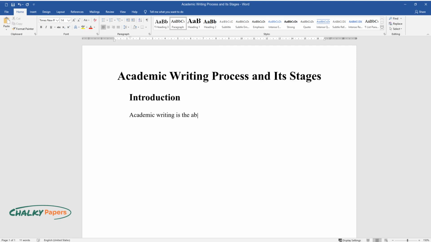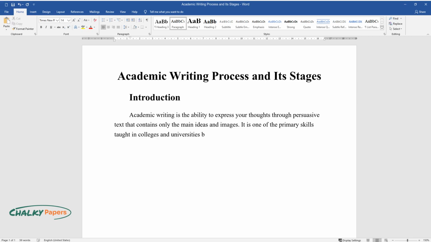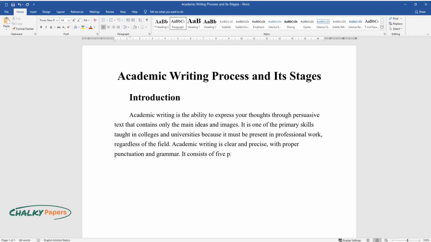Academic writing is the ability to express your thoughts through persuasive text that contains only the main ideas and images. It is one of the primary skills taught in colleges and universities because it must be present in professional work, regardless of the field. Academic writing is clear and precise, with proper punctuation and grammar. It consists of 5 processes, each of which is necessary to produce a good paper.